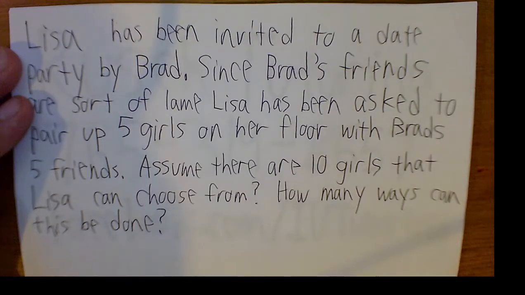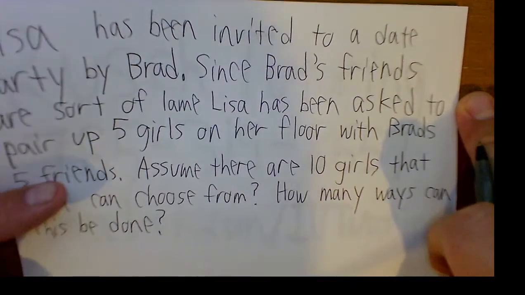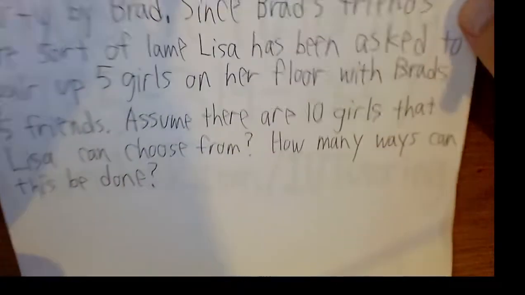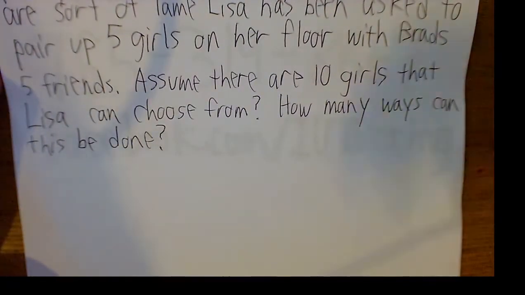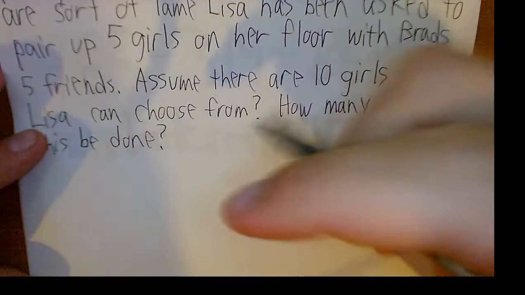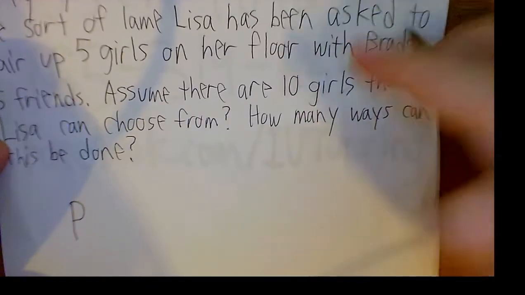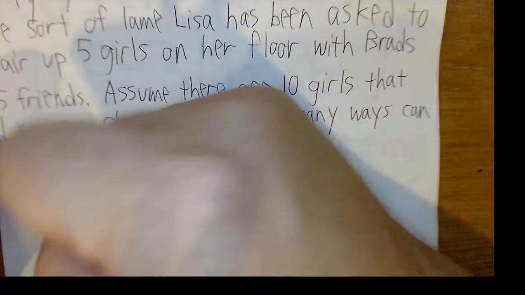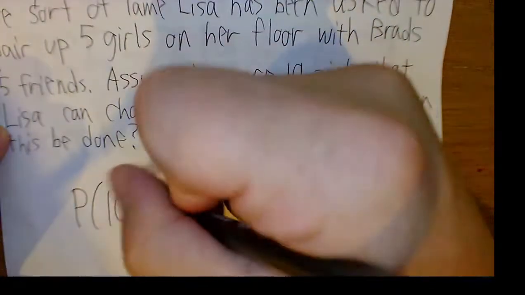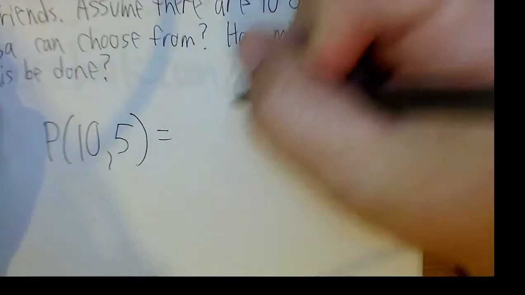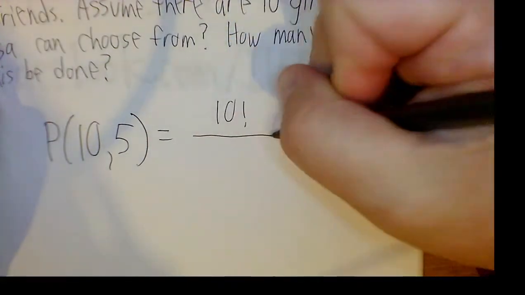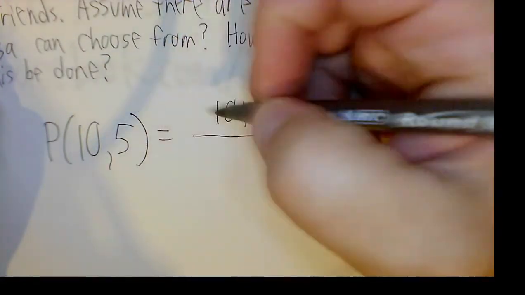Now let's assume that Lisa has 10 girls on her floor that she can choose from to go to the date party. How many ways can this be done? Well, obviously here order matters, because maybe Megan thinks that Chris is really swell, but finds Joe rather annoying. So order would matter in this case, which means we use a permutation. So we have a permutation of the 10 girls, choosing 5 of them. And as the equation goes, we have 10 factorial divided by 10 minus 5 factorial.